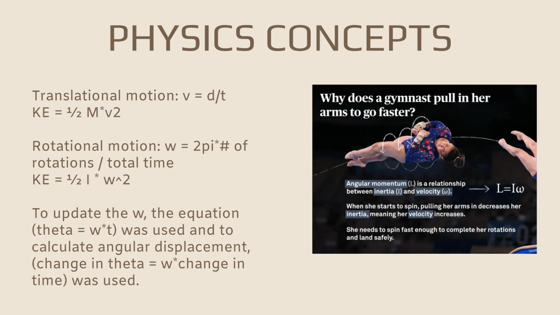The physics concepts used: for translational motion, we calculated velocity equals distance over time. Kinetic energy equals 1/2 mass times velocity squared. Rotational motion was omega equals 2 pi times the number of rotations over the total time. And the kinetic energy used moment of inertia instead of mass and omega, angular velocity, instead of velocity. To update theta, the equation theta equals omega times time was used, and to calculate angular displacement, change in theta equals omega times the change in time was used to update it slowly.